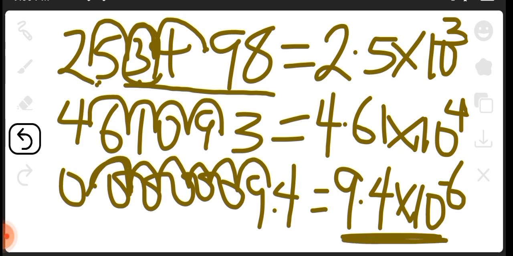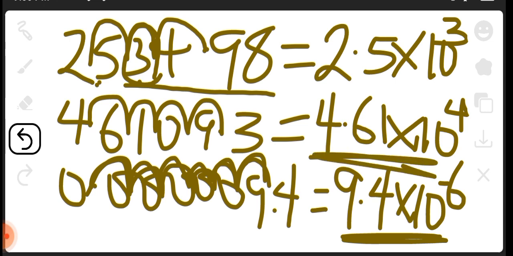1, 2, 3, 4, 5, 6. And this one I will move backward 1, 2, 3, 4. That's why this one was positive 4. The same thing backward. That's why this one positive 3. If you move forward now 6 times, it becomes negative 6. So this is how you do standard form.